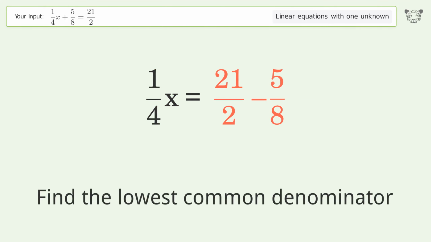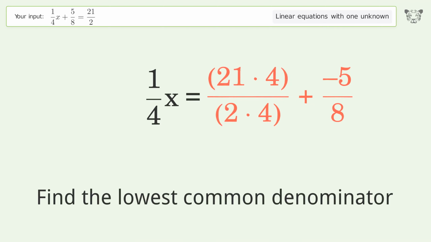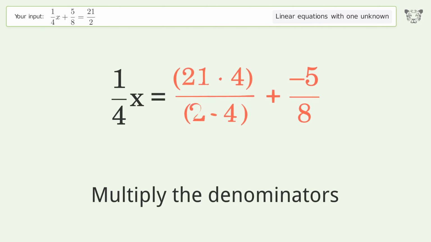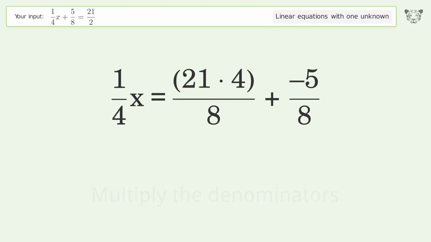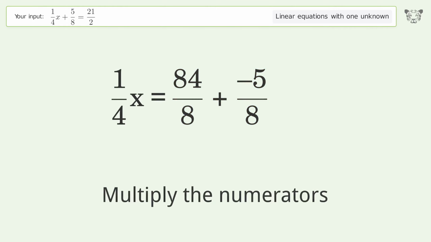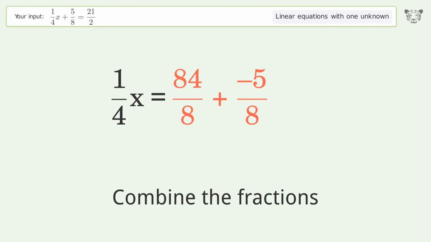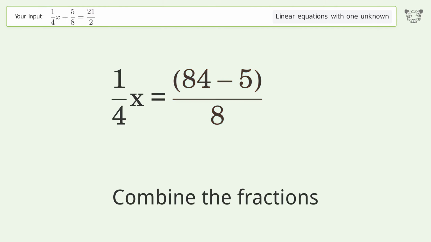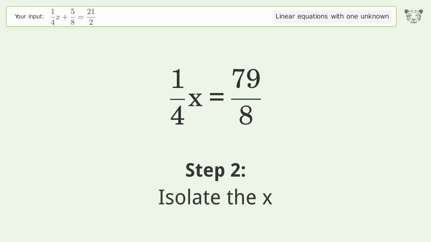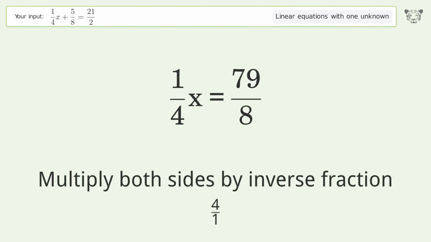Find the lowest common denominator. Multiply the denominators. Multiply the numerators. Combine the fractions. Combine the numerators. Isolate the x. Multiply both sides by inverse fraction 4/1.